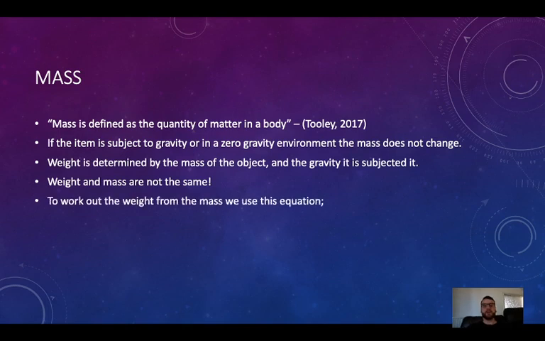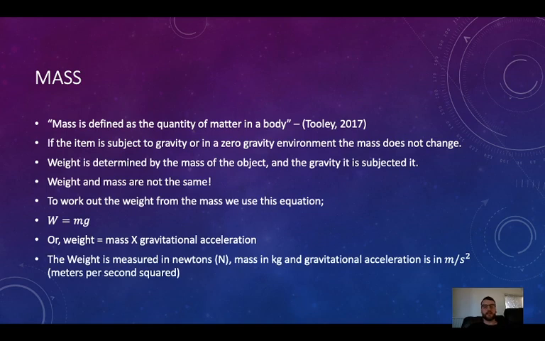To work out weight from mass, we use this simple equation here, which is weight equals mass times gravity. So weight is measured in newtons. Mass is measured in kilograms. So it's not gravity, it's gravitational acceleration. So weight equals mass times gravitational acceleration. The weight is measured in newtons, mass in kilograms, and gravitational acceleration is in meters a second squared. So on Earth, the gravitational acceleration is 9.81 meters a second squared. We use this as a constant.